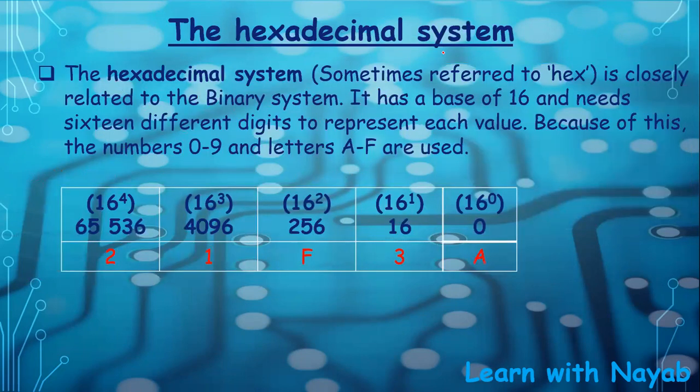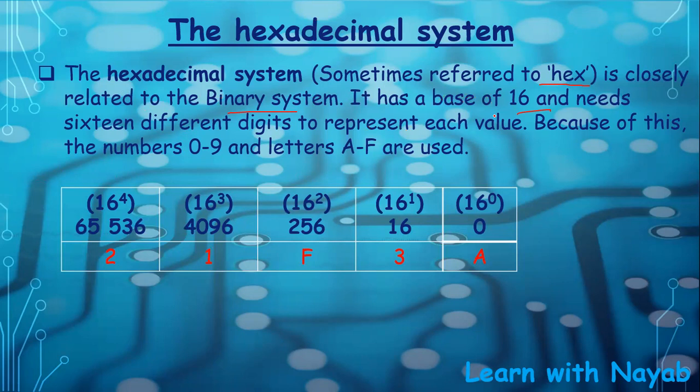Then there comes another number system, usually used in computer languages, called the hexadecimal system. The hexadecimal system, sometimes referred to as hex, is closely related to the binary system. It has a base of 16 and needs 16 different digits to represent each value. Binary had a base of 2, and the hexadecimal system has a base of 16, and it needs 16 digits to represent all values.